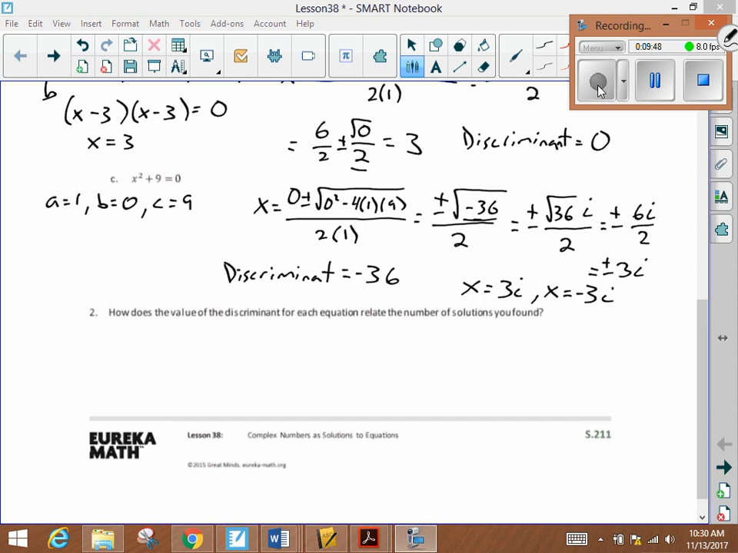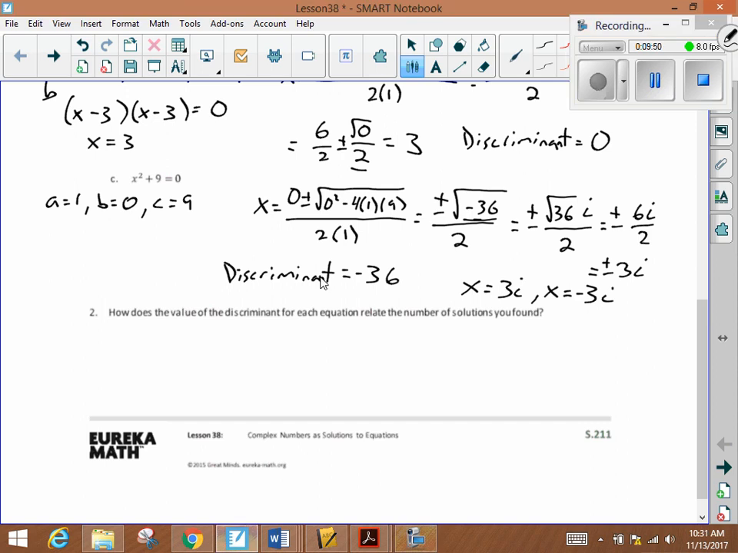For discriminant, there's an N. I occasionally leave letters out because I don't like it. I don't know why. I do that all the time.